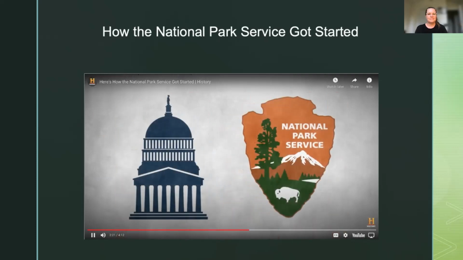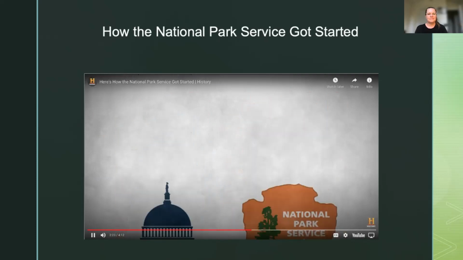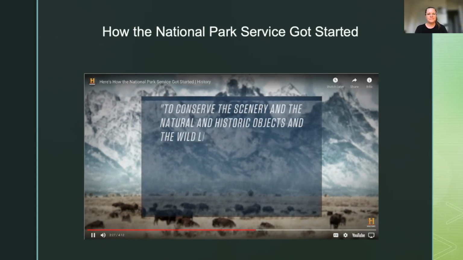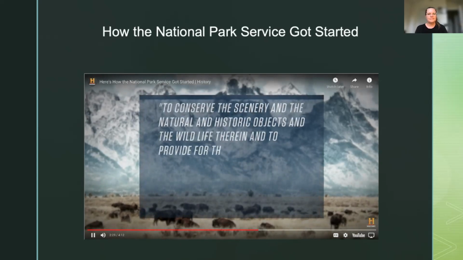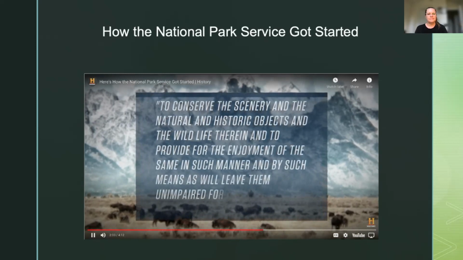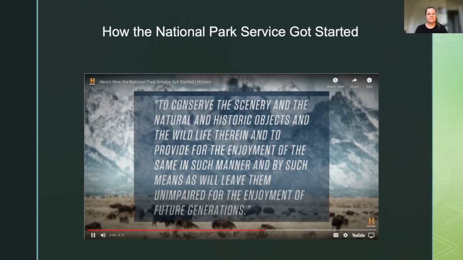Congress declared the fundamental purpose of the national park system: to conserve the scenery and the natural and historic objects and the wildlife therein, and to provide for the enjoyment of the same in such manner and by such means as will leave them unimpaired for the enjoyment of future generations.